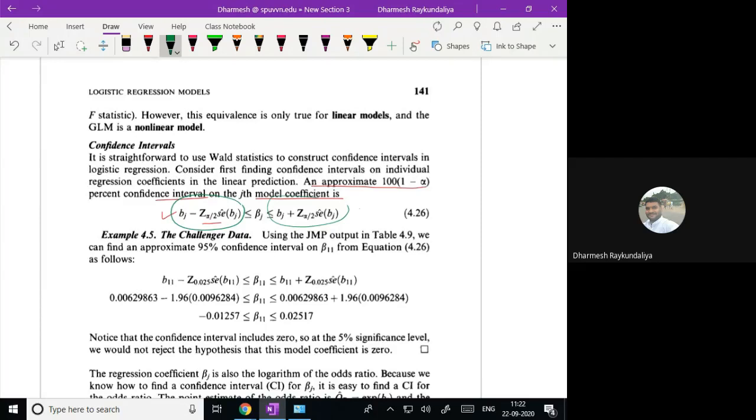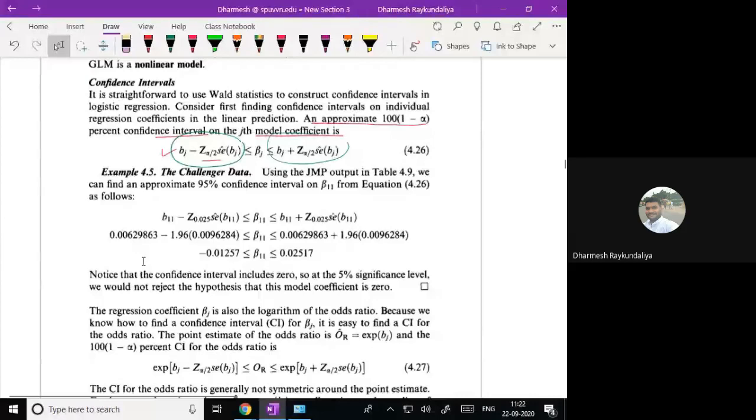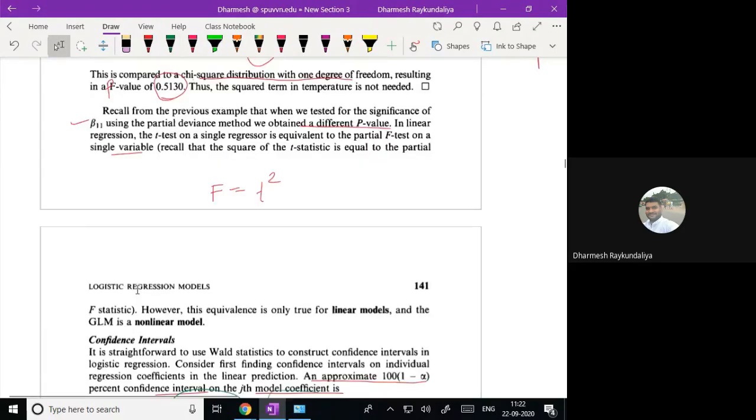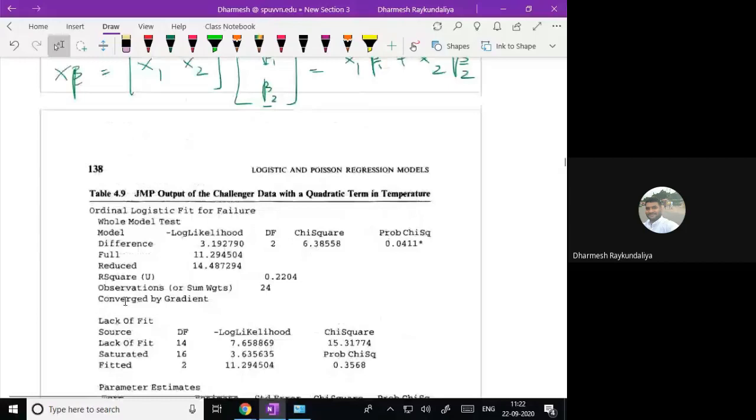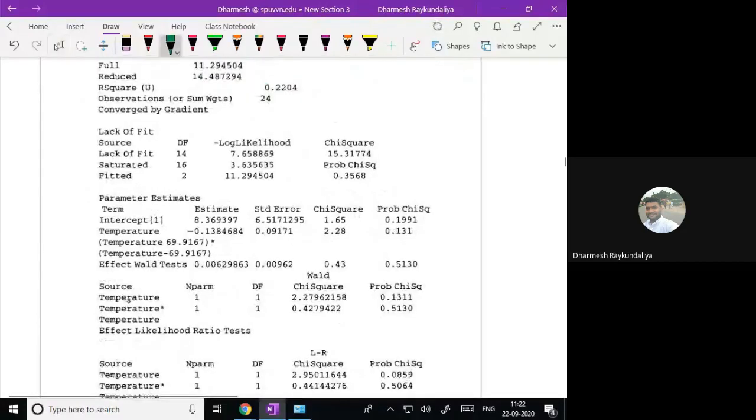So let us go with the output they have given about the beta 1 1. That means whether the quadratic term has an impact or not. So I will show you that Table 4.9, the output they have given in JMP. See, this is the intercept beta 0. This is the x they have taken.